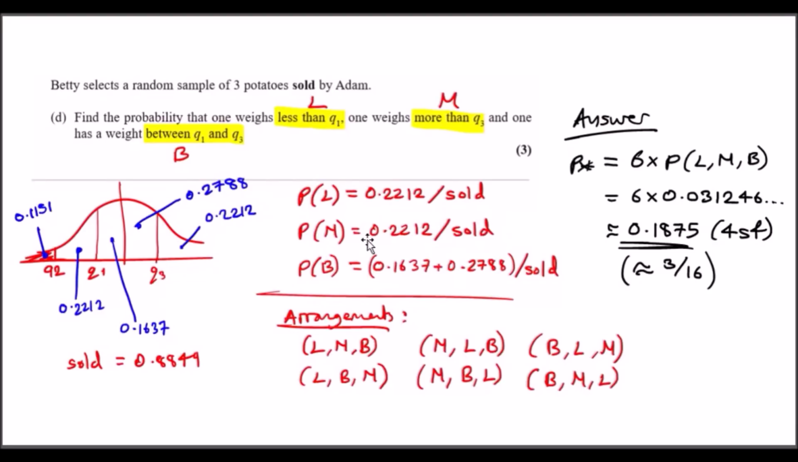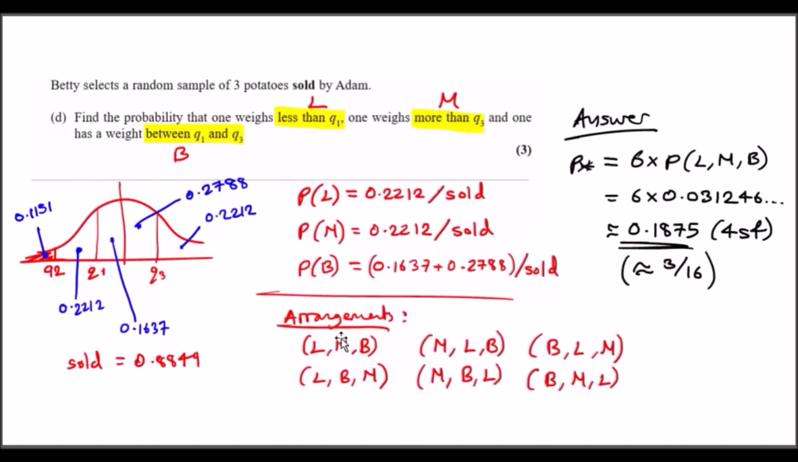And same for M, I got the same value. And B will be between Q1 and Q3, so you get 0.1637 plus 0.2788, and again scale it down, divided by the sold region. So you have these 3. Now to get this correct, because it's a random sample, he could have picked these 3 potatoes in any order. So my tip is to always try and figure out the arrangements. I did L, M, B, L, B, M, and so on, and put them in a simple way to look at.